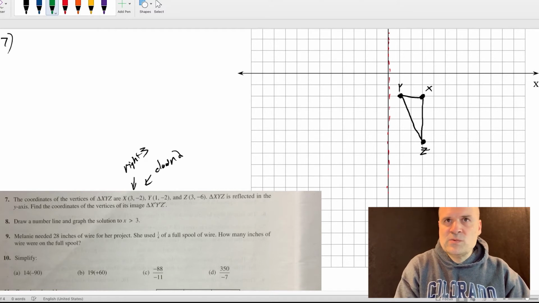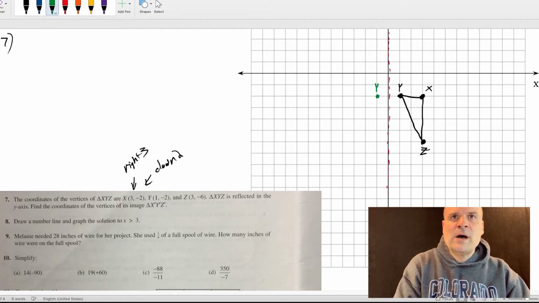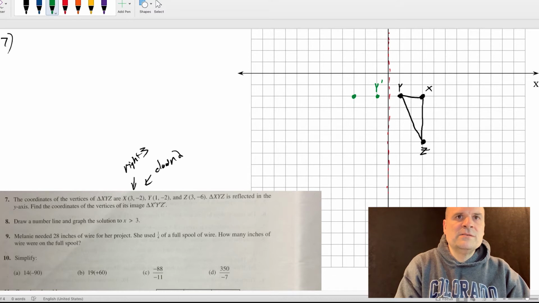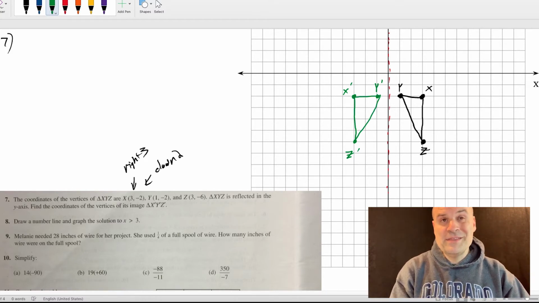So it looks like this is 1 from there. So this has got to be 1 from there. So this is y prime. Looks like X is 3 from the y-axis. We're going to go 3 from the y-axis over here. So here's X prime. And then Z is 3 as well. So that is Z prime. And then there's it. Okay, X prime, Y prime, and Z prime. Does that make sense?